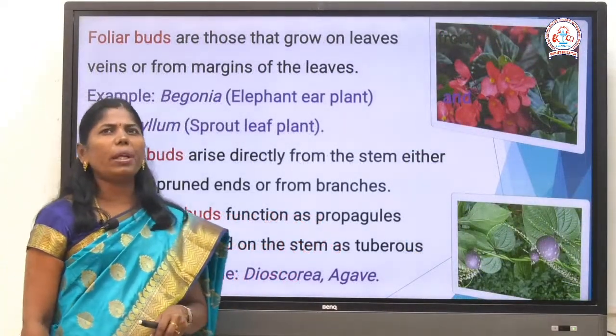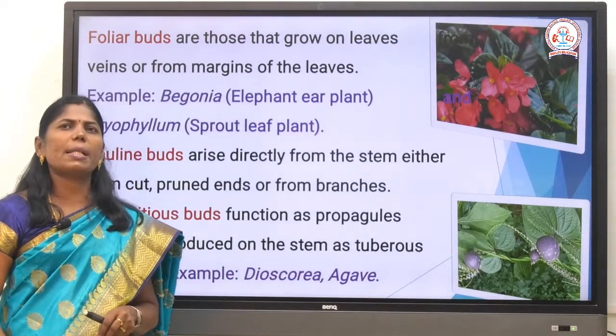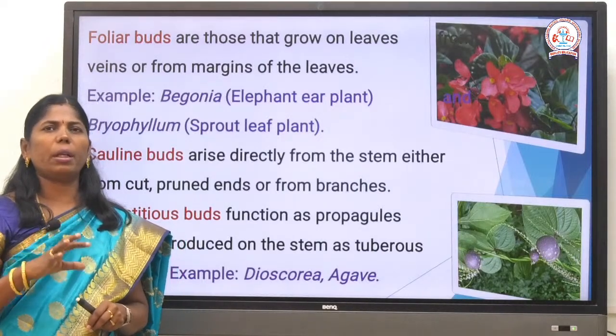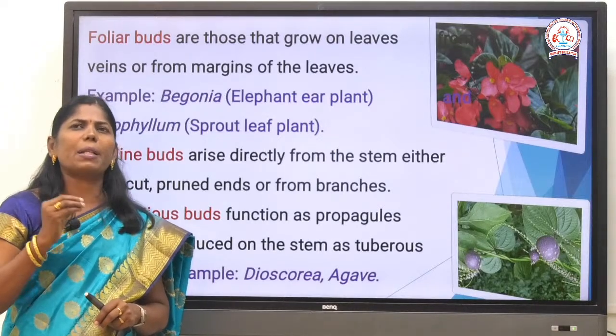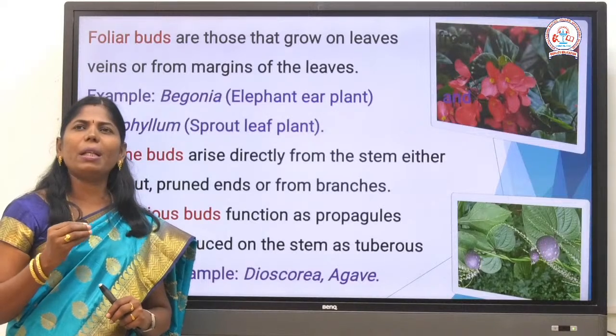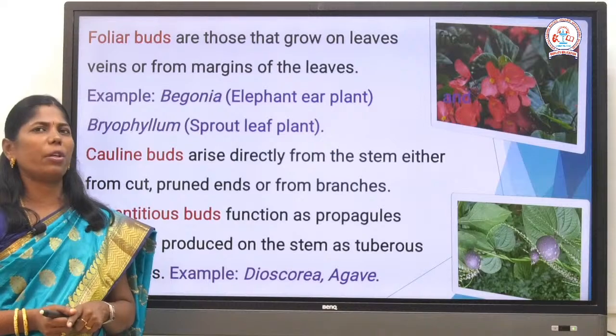Next we have to see the foliar buds. Foliage means the green leaves, which are involved in photosynthesis; that is considered the foliage part. So foliar buds are the buds that start from the leaves. The buds may start from the vein or from the margin. Examples are begonia and bryophyllum.